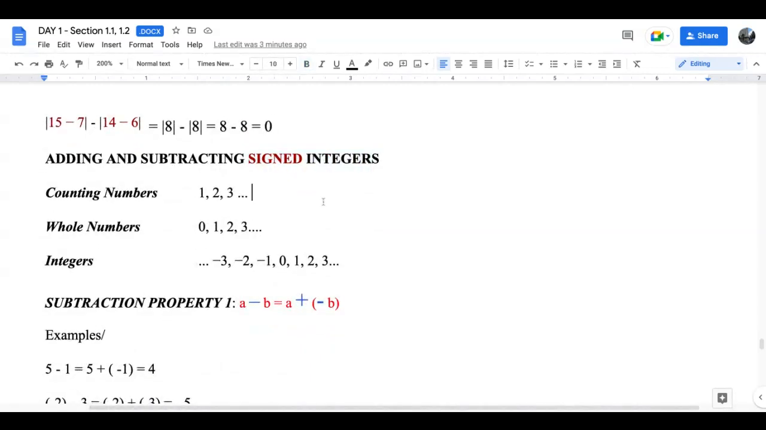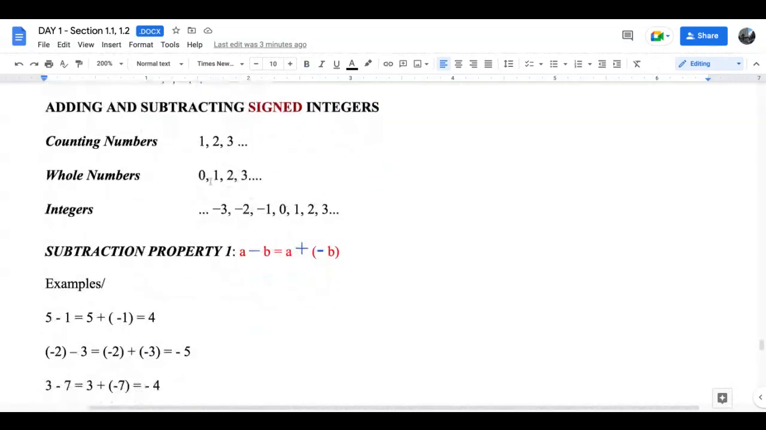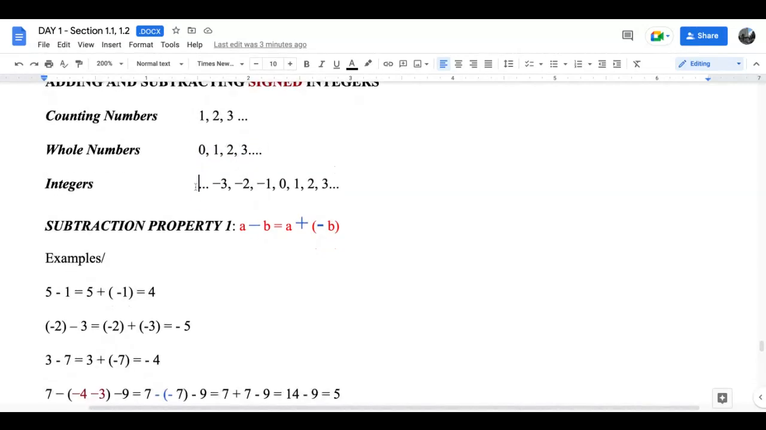Signed integers means it has a minus sign, right? So 1, 2, 3, that's called counting numbers. If we add 0 to counting numbers, that becomes whole numbers. If we add negative numbers to whole numbers, that's integers. That's the set of integers.